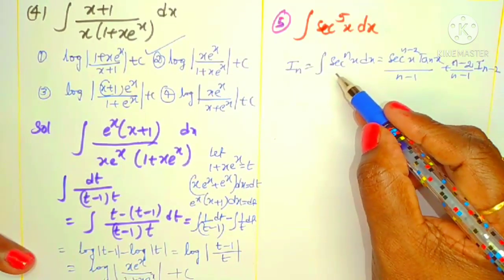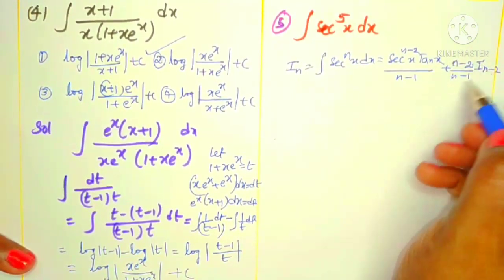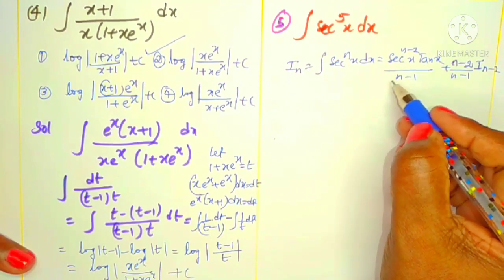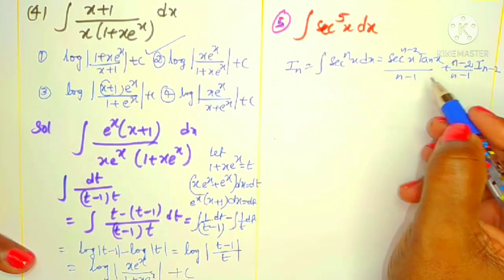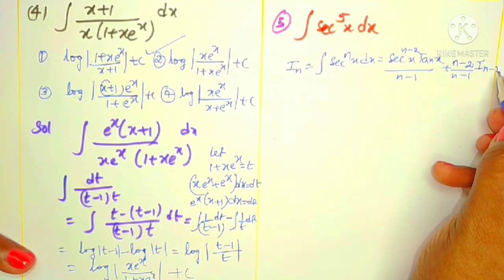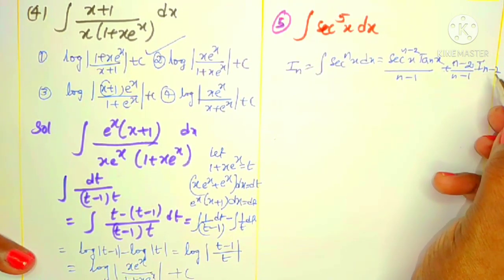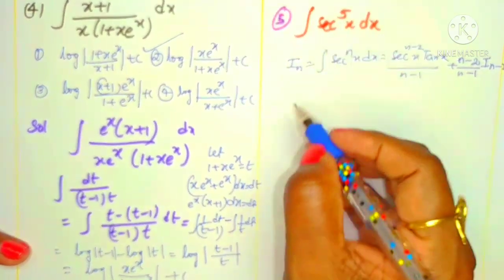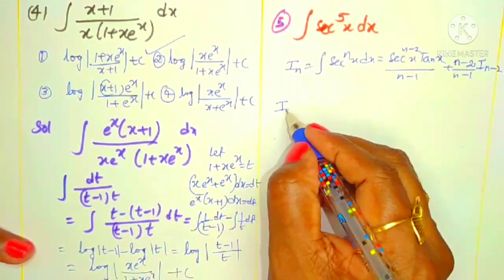If In is in the form of sec^n x, it can be reduced as sec^(n-2) x into tan x by (n-1), with (n-1) in the denominator, plus (n-2) by (n-1) of I(n-2). Whatever n may be, n is any natural number. Here n is 5, so indirectly I5 is being asked.